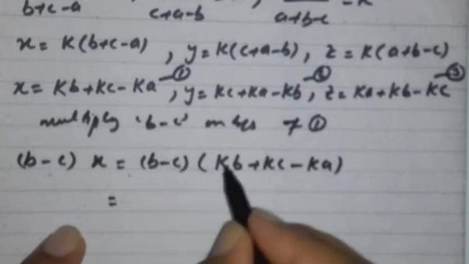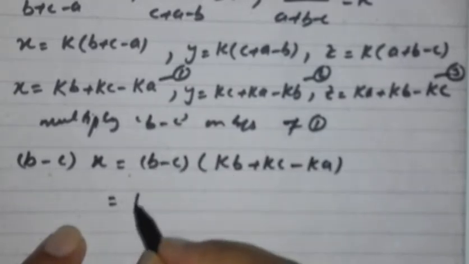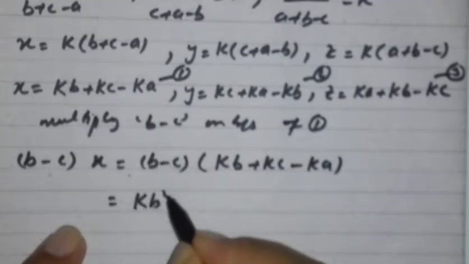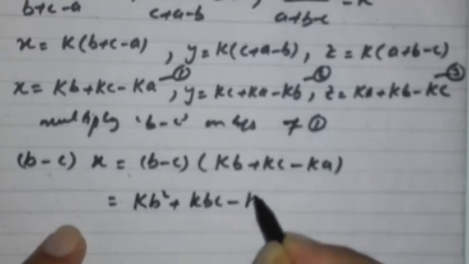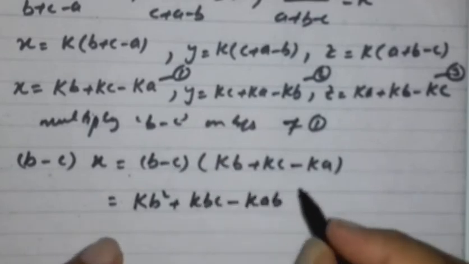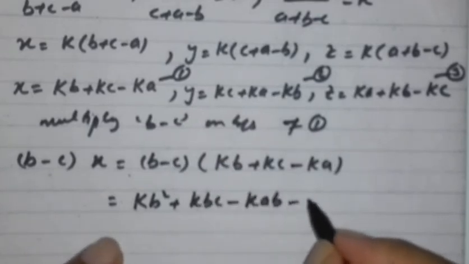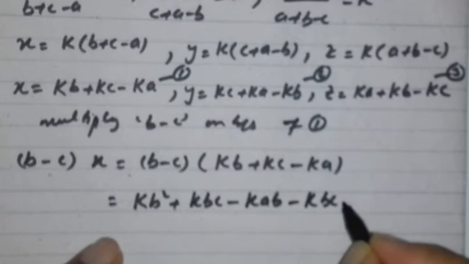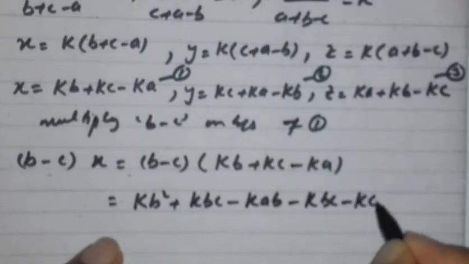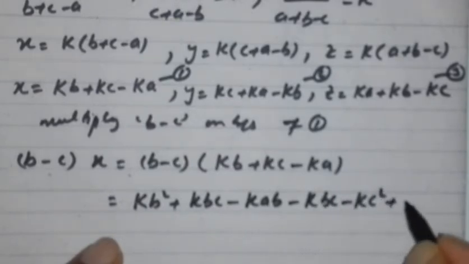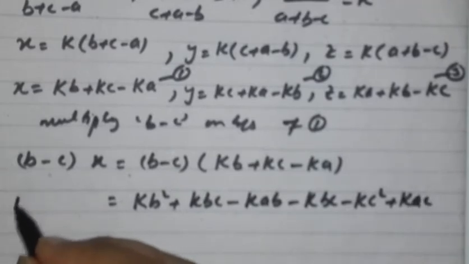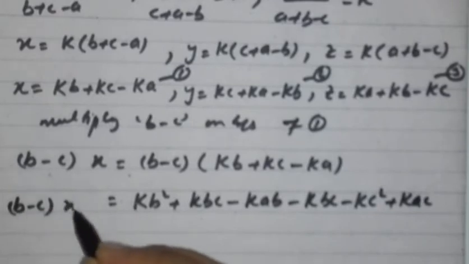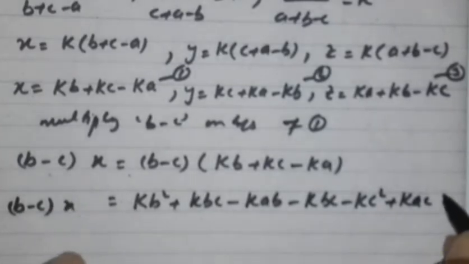Now multiply. Here we get kb square plus kbc minus kab, and now multiply c here, we get minus kbc minus kc square, and minus into minus plus kac, and this is b minus c x. Say this is equation 4.